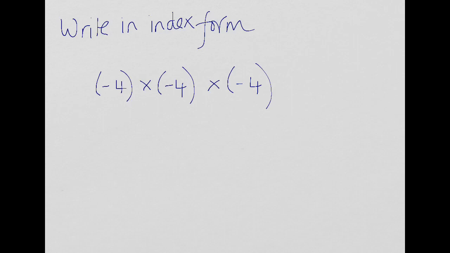So here, write this in index form. Now notice there's a negative 4 here. So it's not positive 4, it's negative 4, and that's why I've put it in brackets. So my answer here would be negative 4, which would be inside the brackets, raised to the power of 3 or cubed.